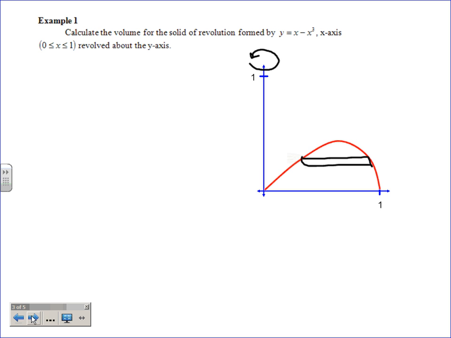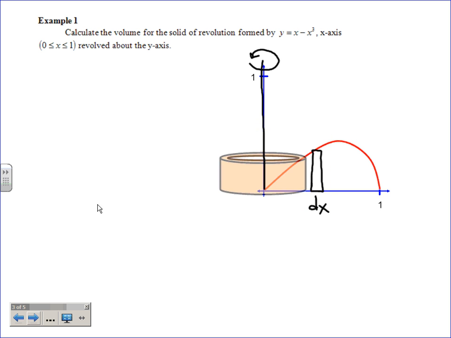Okay. But now that we're going to try shell, here's your axis of revolution right here. I want my rectangles to go this way because I want them to be parallel, which means are we doing dy or dx? Dx because it's hitting the x-axis. And so one of them would look something similar to that. Exactly. They would just kind of wrap right around each other. Yep.